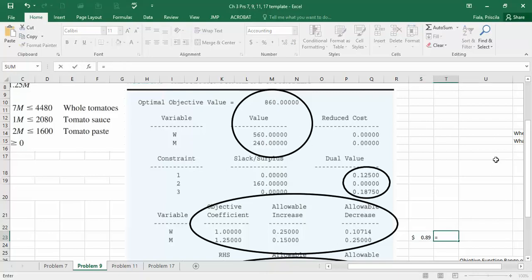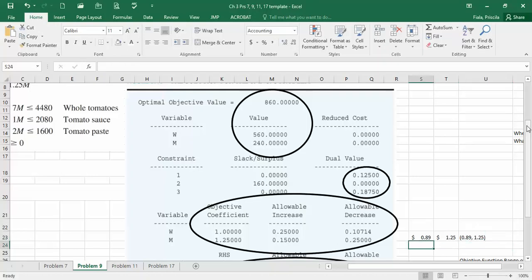So that's why we have these ranges. For your coefficient of a dollar plus the increase, you can go from 0.89 all the way to 1.25. This is your range, okay?